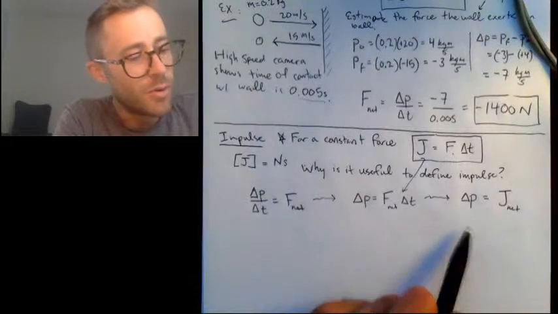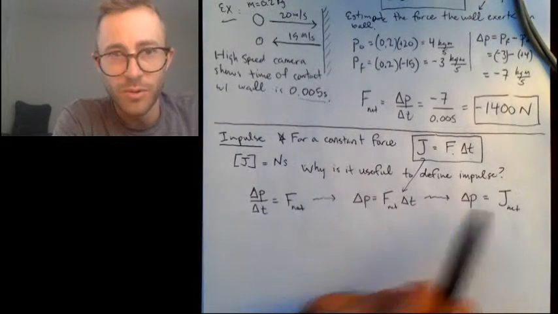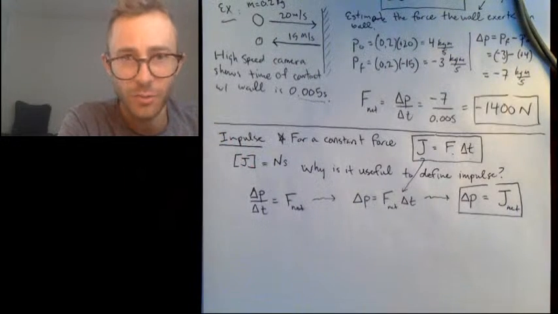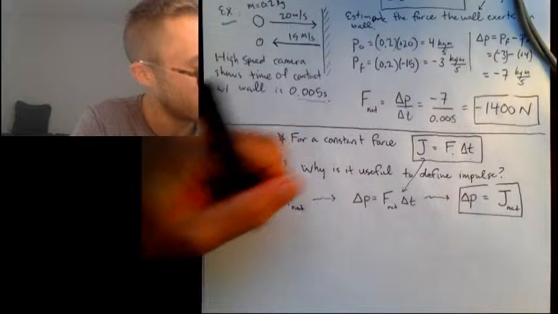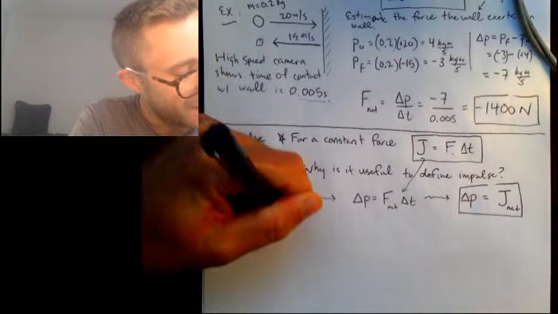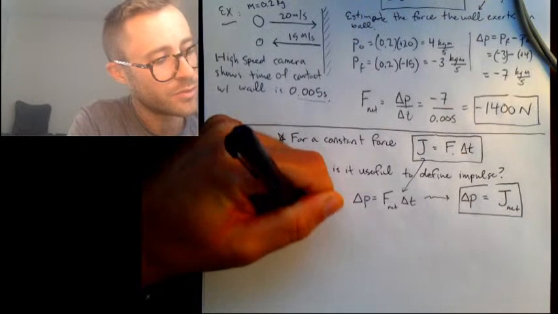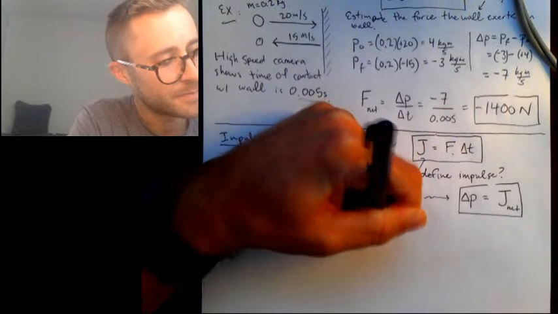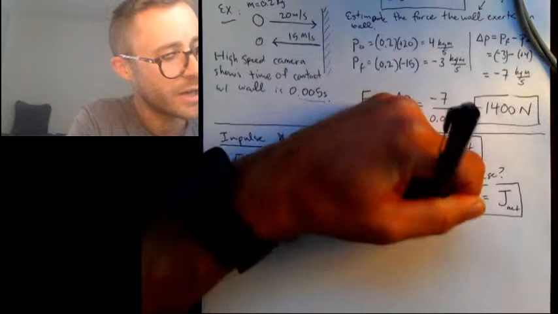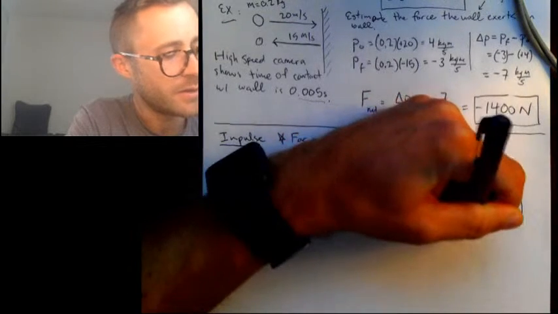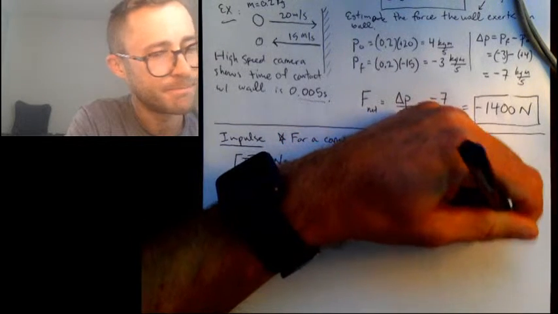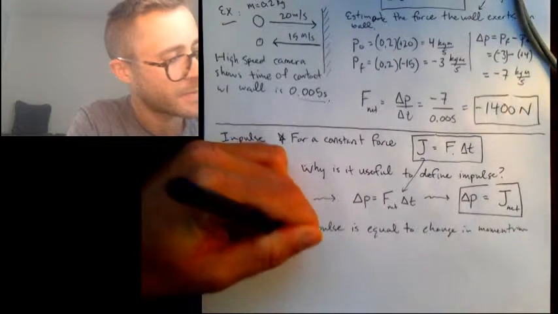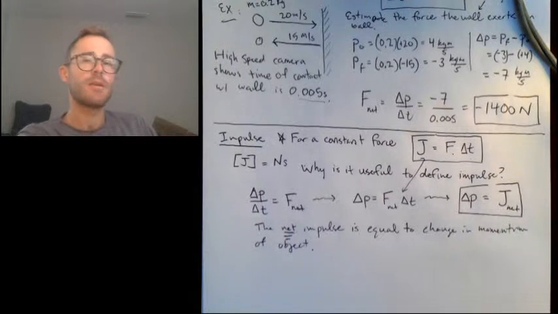So the net impulse is equal to the change in momentum of the object. That is why it is useful to define impulse. The net impulse is equal to the change in momentum of the object.